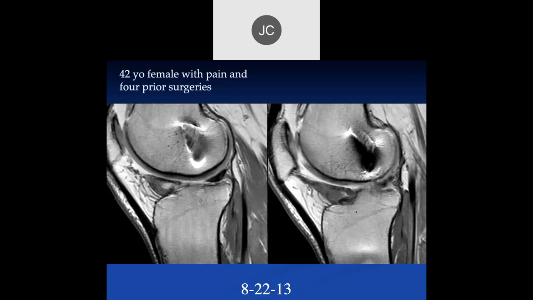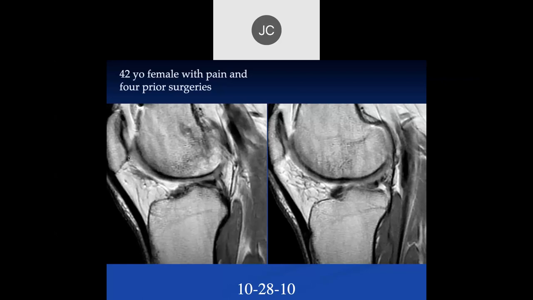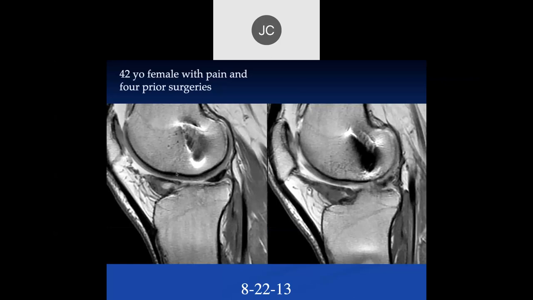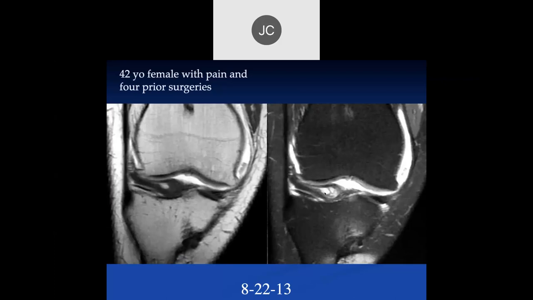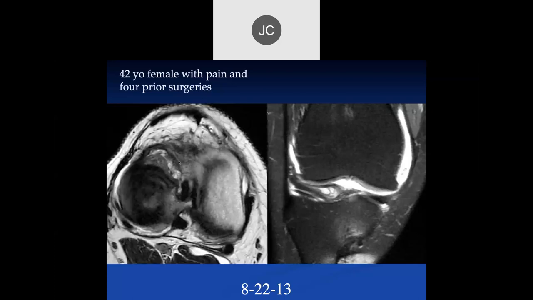Similar to the previous case, we're seeing that kind of linear dark signal behind Hoffa's fat pad, maybe an anterior scar. And now we're seeing a lot more scarring here, right? Before it was pretty puny, maybe not even worth commenting on. Now it's much larger here, which you can see coming across there. And we're seeing this area in here with a little bit of fat in it. Patient had multiple prior surgeries. On the axial images, you see this kind of mass-like area up here, anterior to the meniscus.